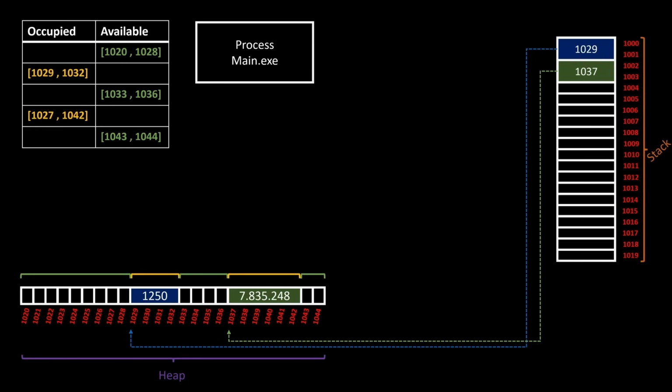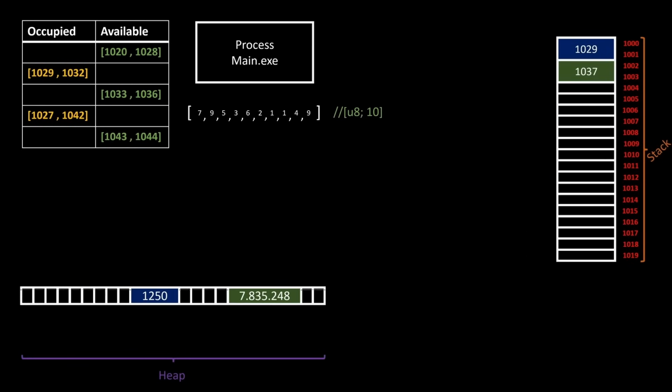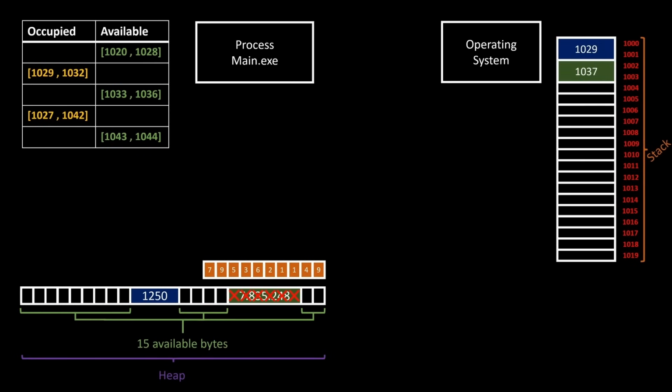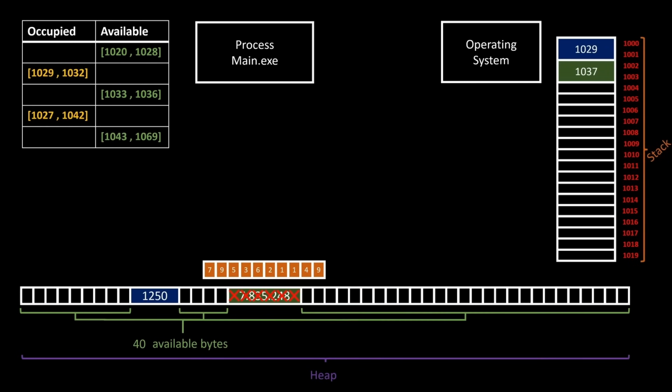If you followed my previous video, you might now be concerned about fragmentation. If you are not familiar with this concept, let me illustrate it for you. Let's say we now want to store an array that contains 10 unsigned 8-bit integers, which is 10 bytes long. The problem here is that even though there are in total 15 free bytes in the heap, they are not contiguous, so the array doesn't fit. This problem is known as external fragmentation. In this case, the only way to fit the array is to request another chunk from the operating system.